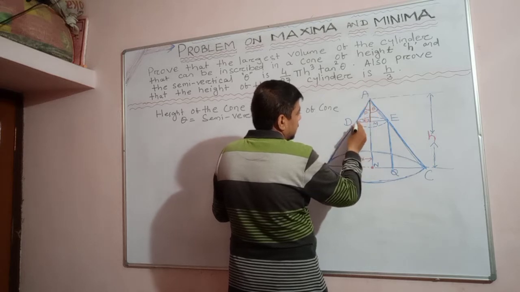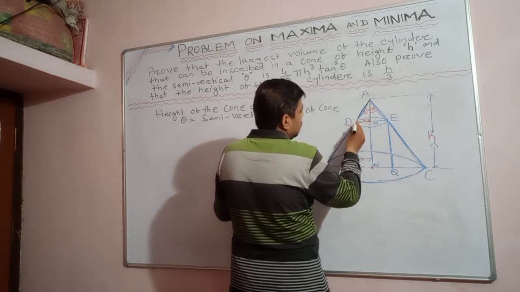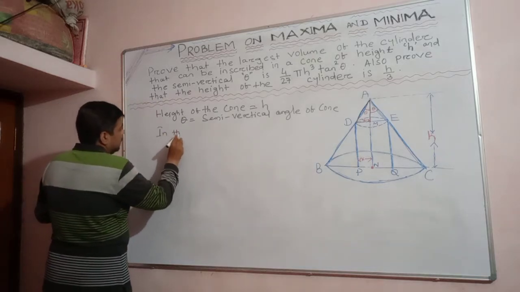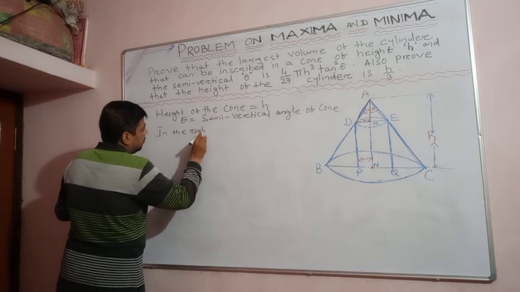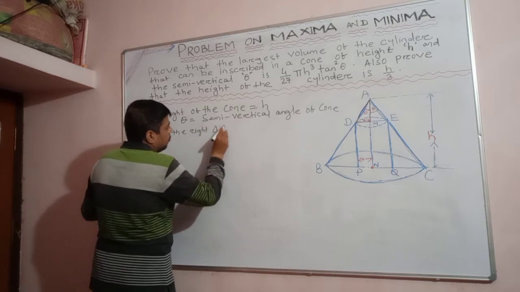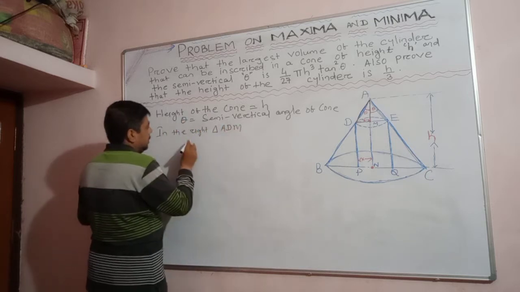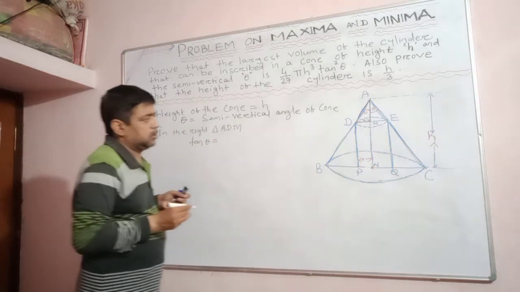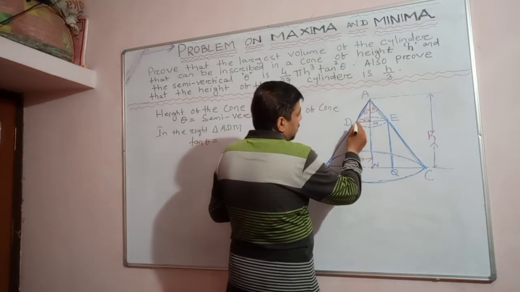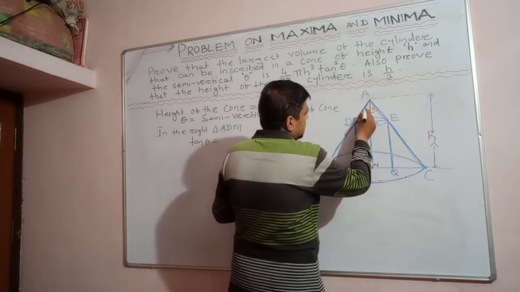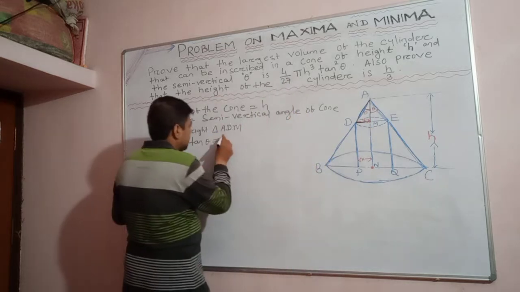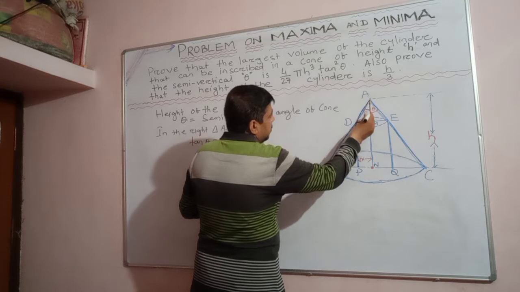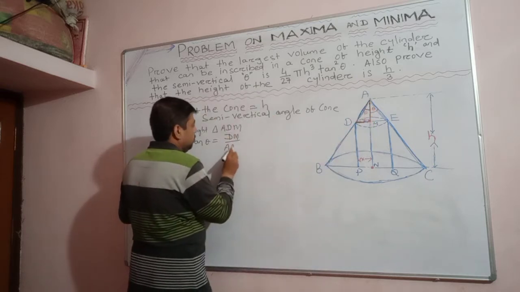ADM is a right angle triangle. Look here, yes or no? So in the right triangle ADM, tan theta is equal to perpendicular by base, P by B. If this is angle theta, the perpendicular is DM, divided by the base, which is AM, right? Is it clear?